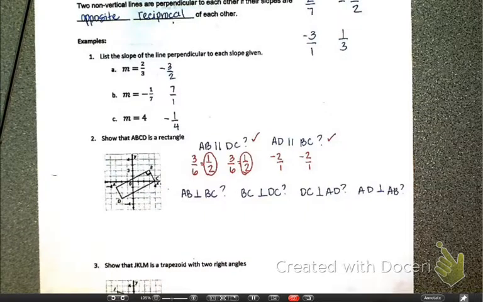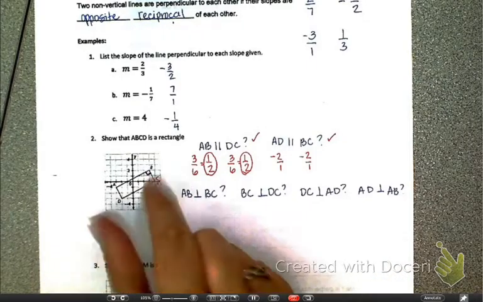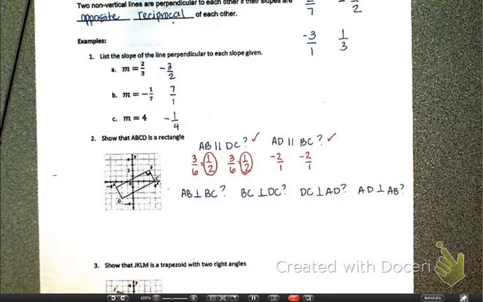I mean, it obviously doesn't look like a square. You can tell that one side's longer than the other. But if this was shrunken down, it could be a square technically. So now we need to show that all of these sides are perpendicular. You've already found the slopes, so I'm just going to fill it in.